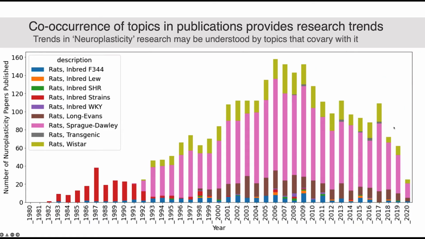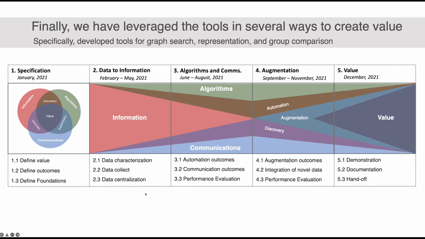But you can get even more detailed, again, because the data is hierarchically structured. You can even ask what kinds of strain of rats were used in the course of the research. And you can watch how trends in the use of specific kinds of rats went up and went down over time.